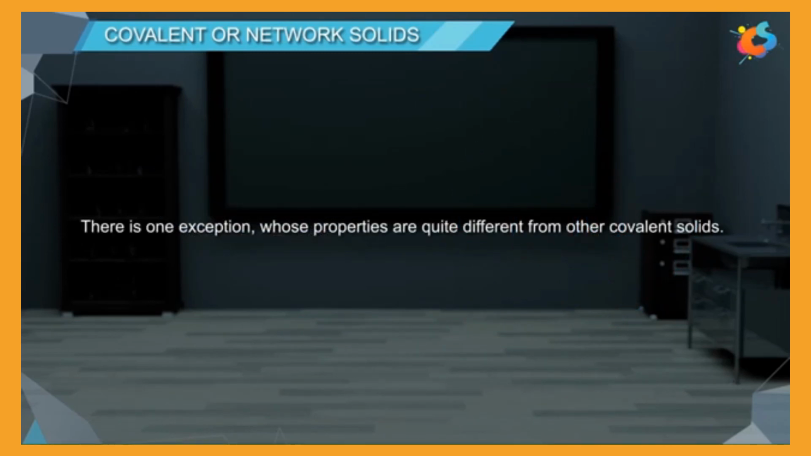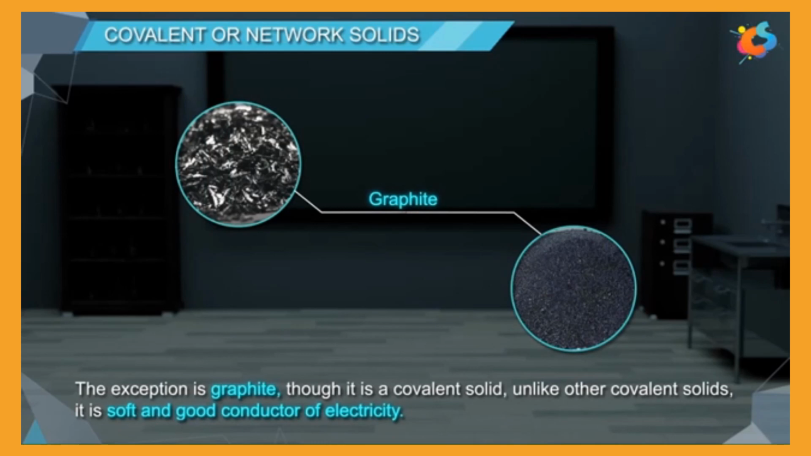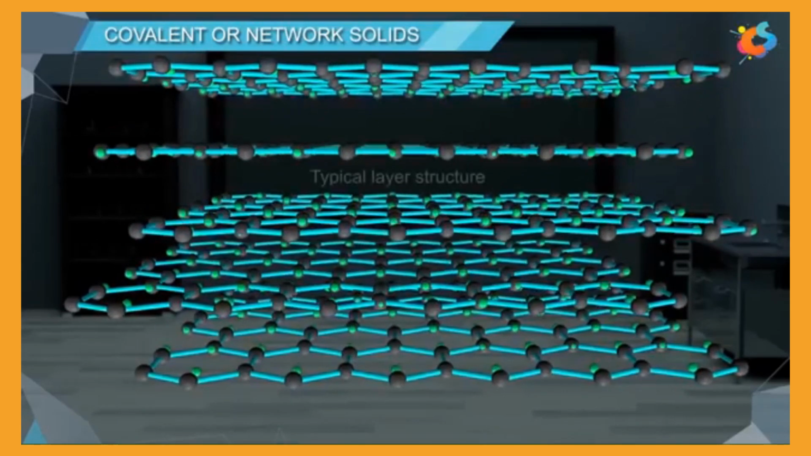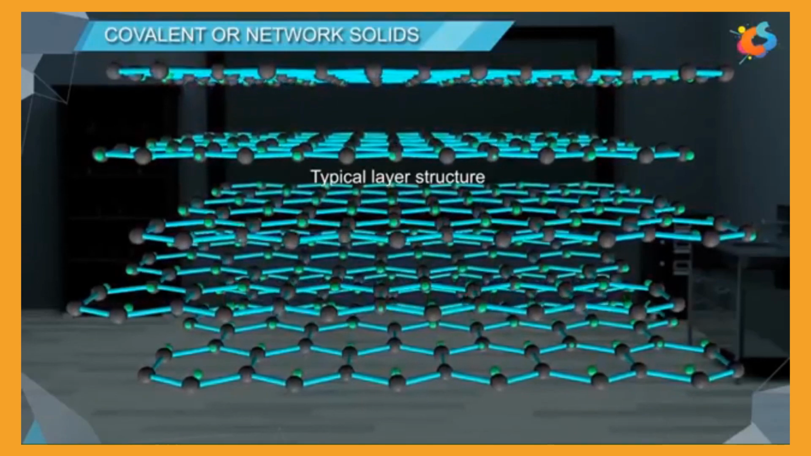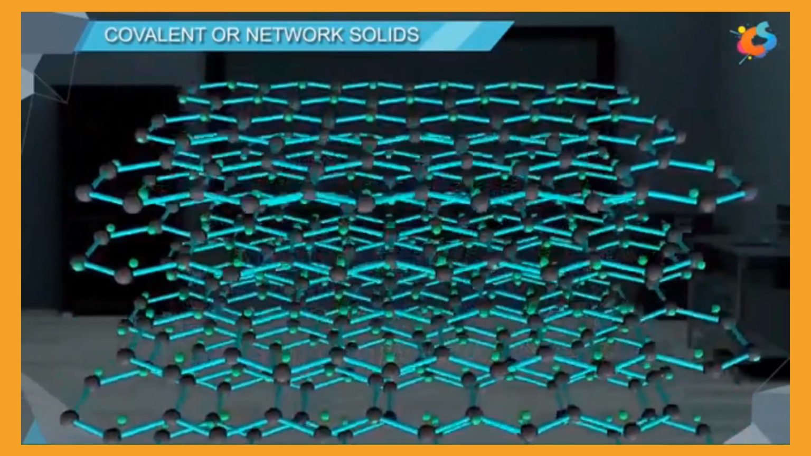However, there is one exception whose properties are quite different from the other covalent solids. Let us study that exception. And the exception is graphite. Though it is a covalent solid, unlike other covalent solids, it is soft and a good conductor of electricity. This exceptional behavior of graphite is due to its typical layer structure. In graphite, carbon atoms are arranged in different layers.